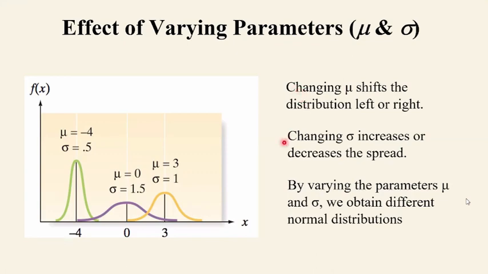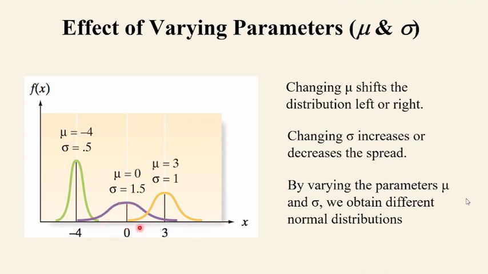Now we will look at the parameters one by one. First we are looking at mu. In this case, mu is equal to minus 4. In this case, mu is equal to 0. In this case, mu is equal to 3. So, when we are changing the mean values, the distributions will move left or right. These are values for the mean on the horizontal axis, and now it is 0 here.